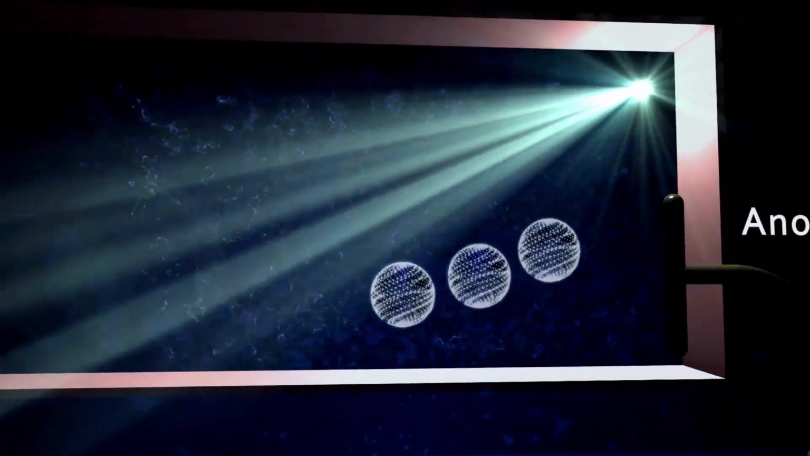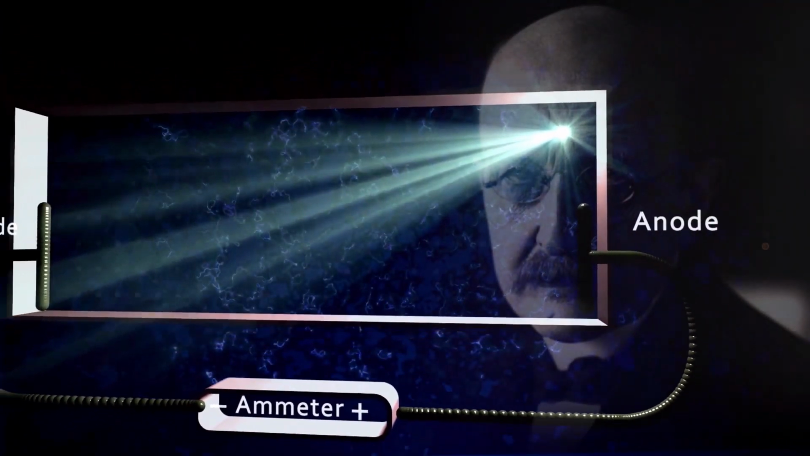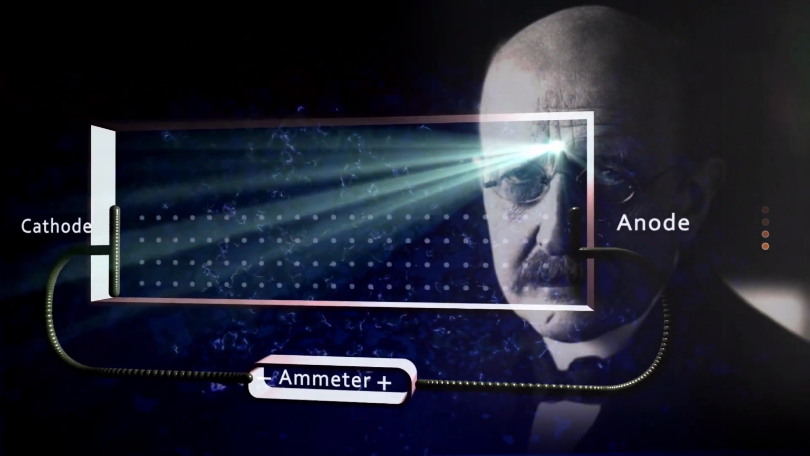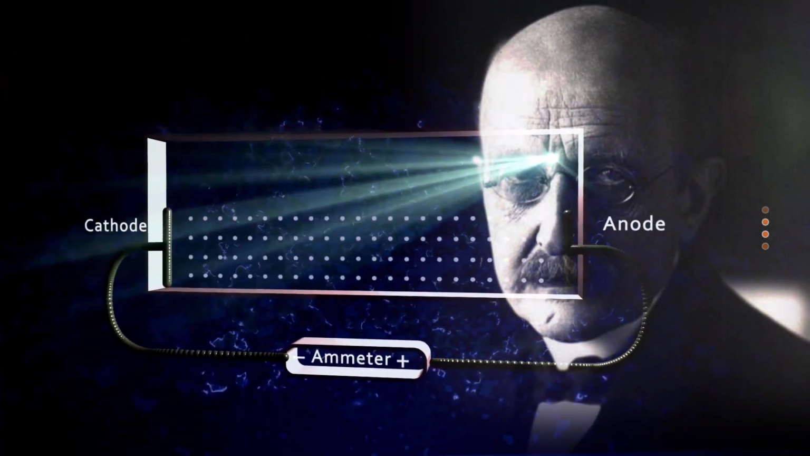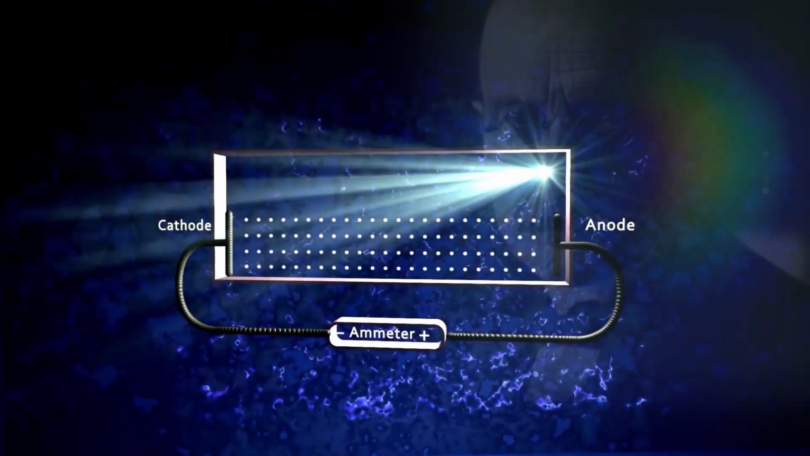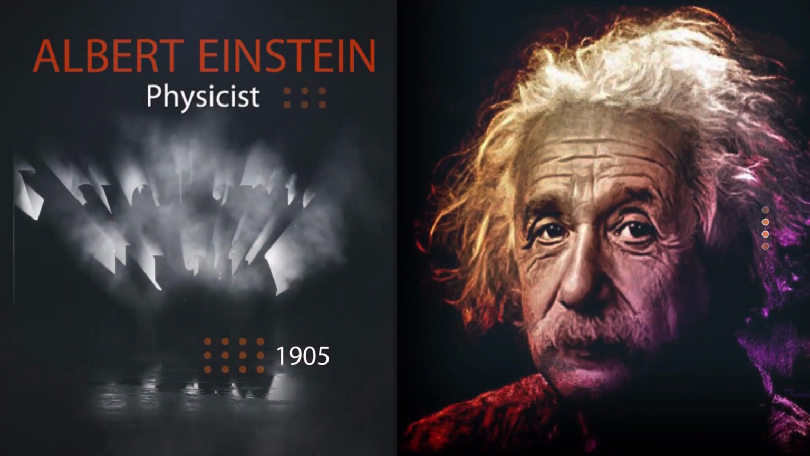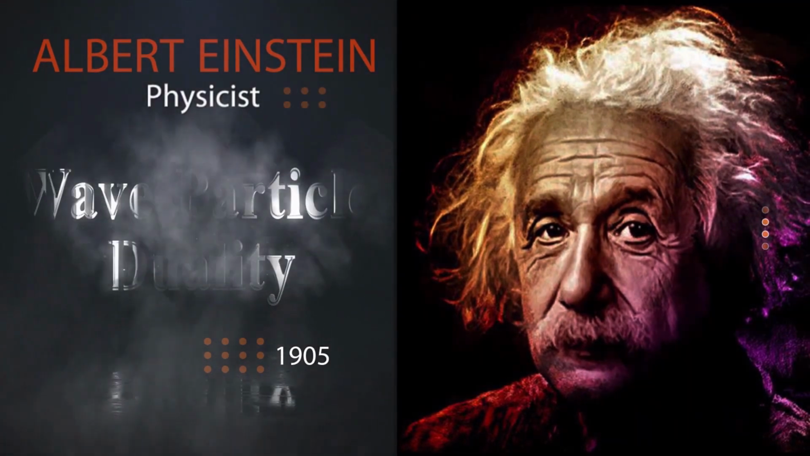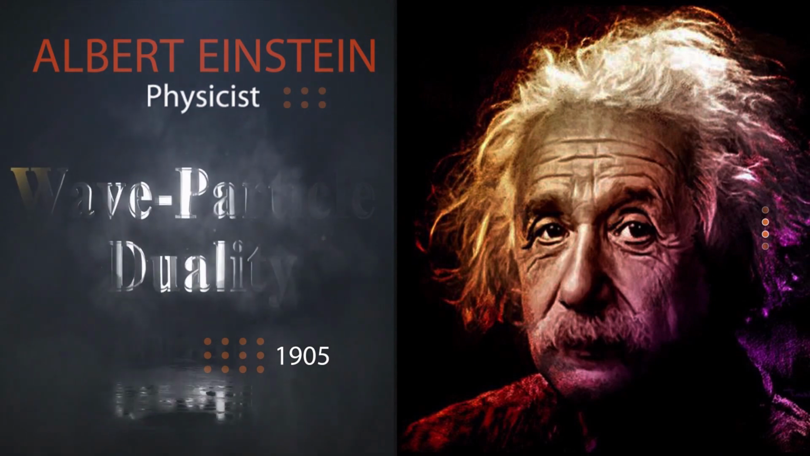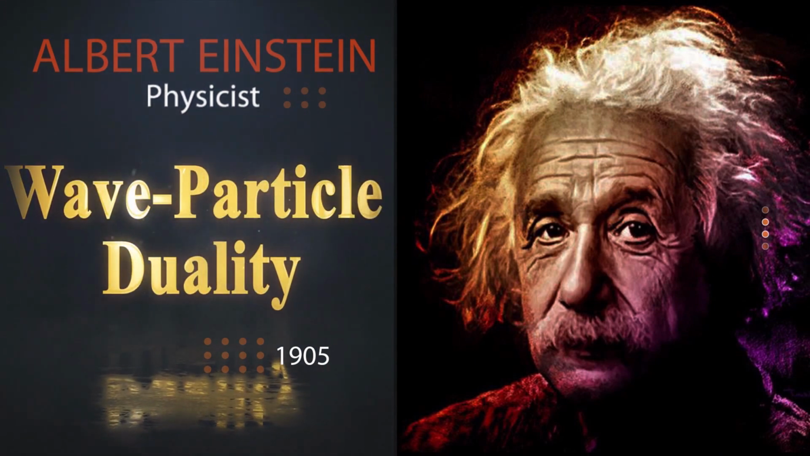It was true that the photoelectric effect experiment confirmed Planck's quantum theory, but it created a new problem in the wave theory of light. This experiment can only be justified by considering the light as a particle. A few years later, Einstein, for explaining the photoelectric experiment, presented the concept of wave-particle duality of light.